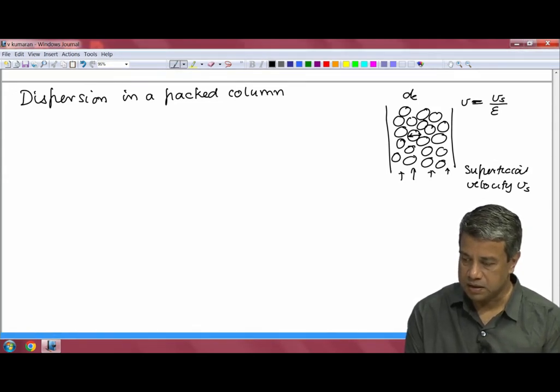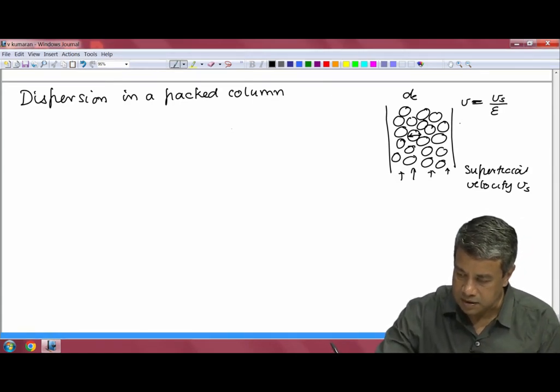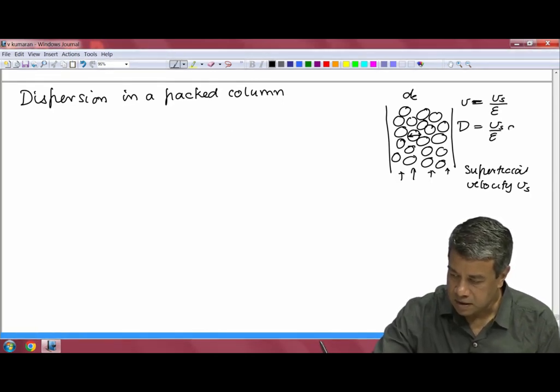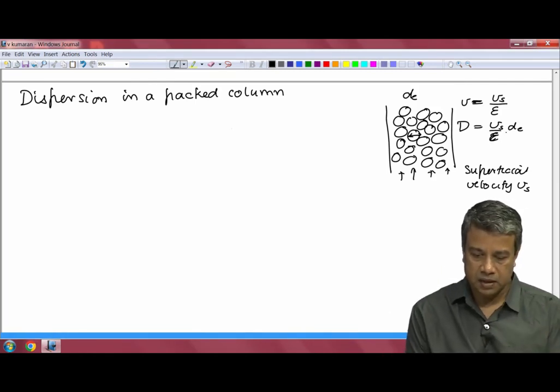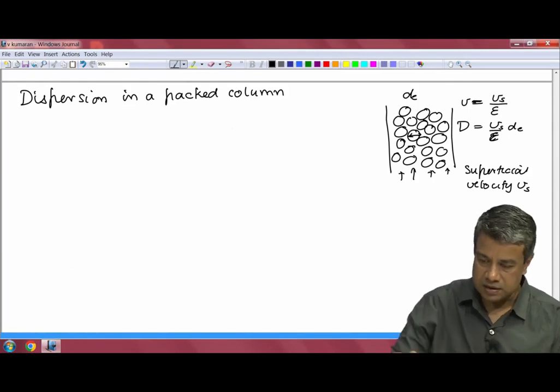And I had just stated for you at that point that just based upon dimensional analysis, the diffusion coefficient is equal to Vs by epsilon, which is the velocity scale, times the equivalent diameter of the particles. Okay. And this just followed from dimensional analysis.